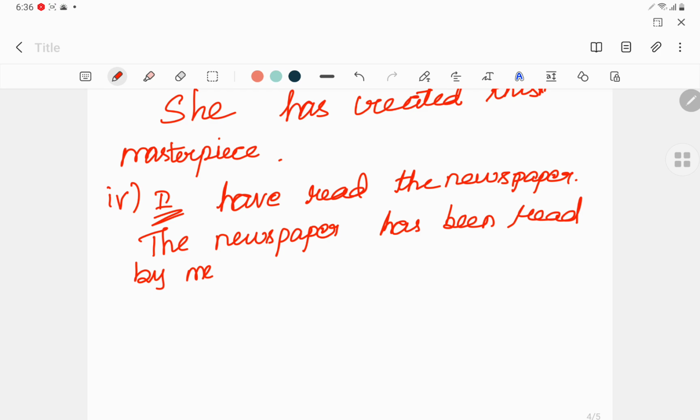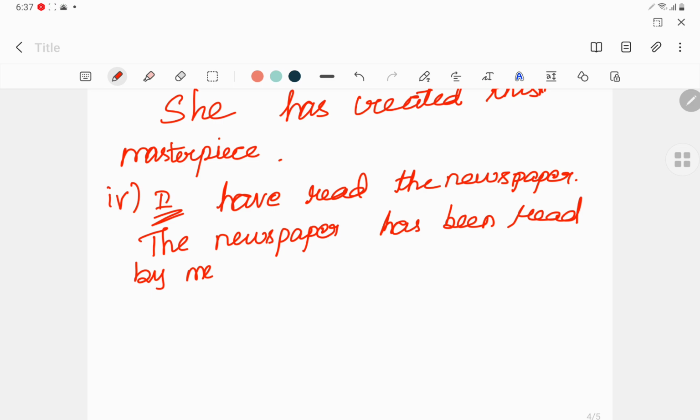By, and while changing the object into a subject at the last, you want to consider whether the subject is male or female. Female, you want to use her. He, him, it will change. We, us, like that it will change. Okay, so these are all about active voice and passive voice in present tenses.